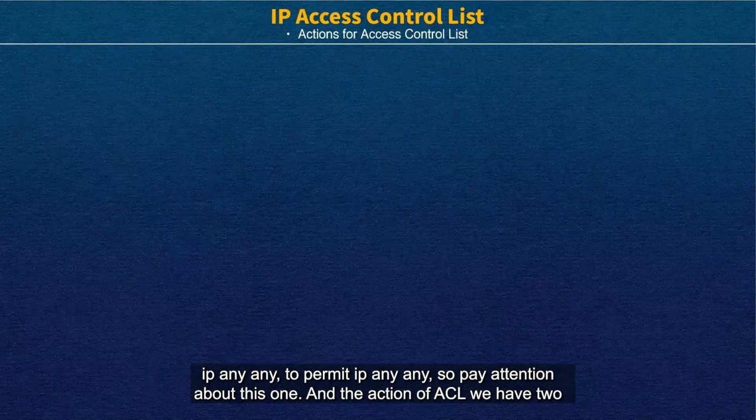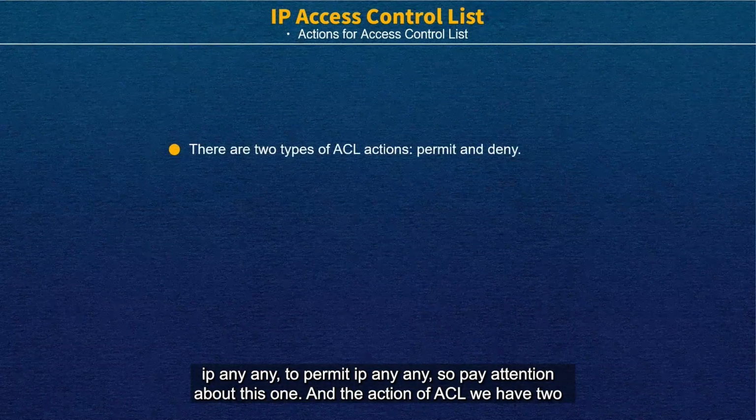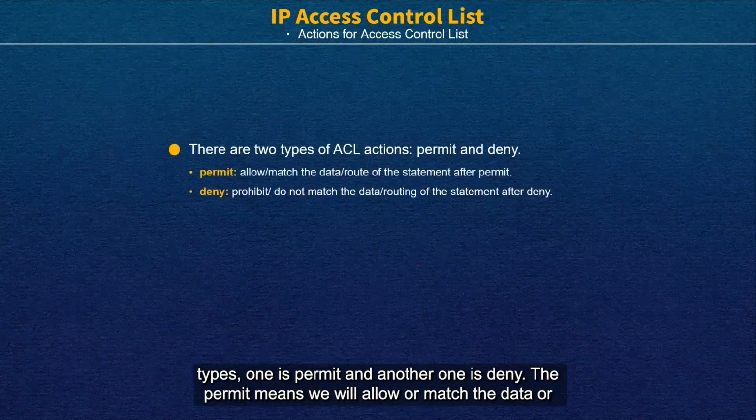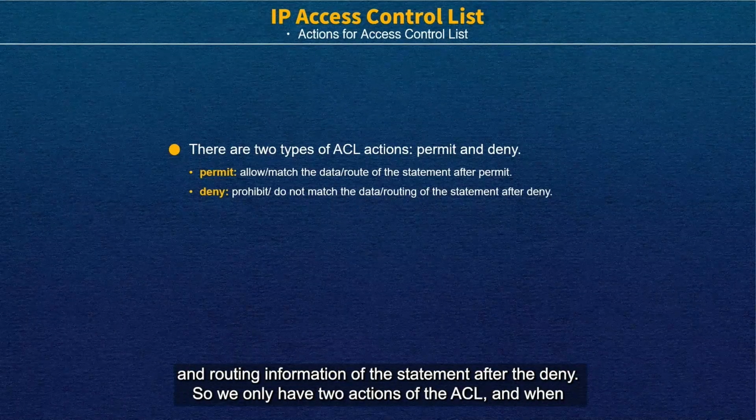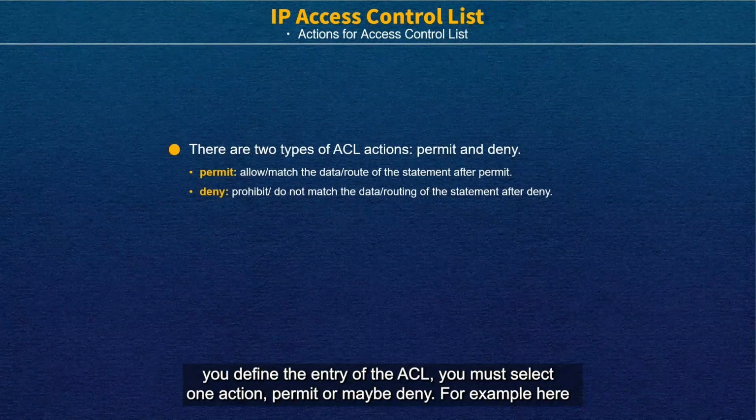In the action of an ACL, we have two types. One is permit and the other is deny. Permit means we will allow or match the data or the route in the statement after the permit. Deny means we will not match the data and the routing information in the statement after the deny. So we only have two actions of the ACL, and when you define an entry of the ACL, you must select one action, permit or deny.